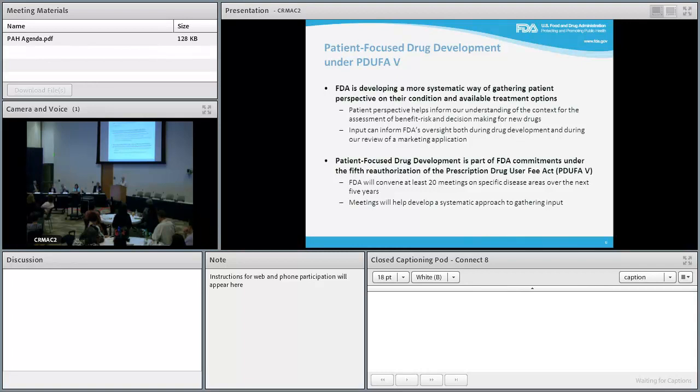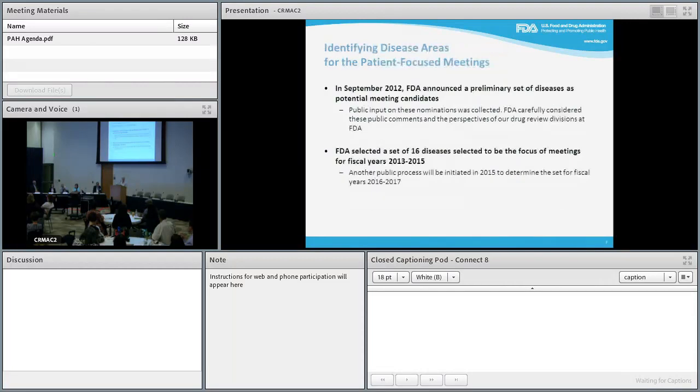And when that was reauthorized, we committed to do at least 20 of these meetings, each in a different disease area. And the idea was that this was like a big pilot to see how we could do this and how we can get good at getting this kind of information. We don't just need it for 20 diseases. We really ideally would have it for every disease. And we're learning a lot about how to do this through this process.